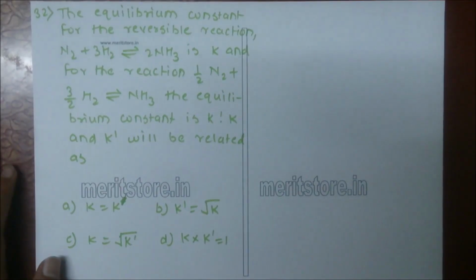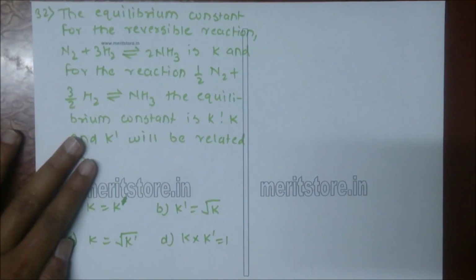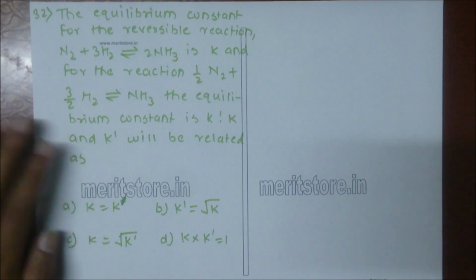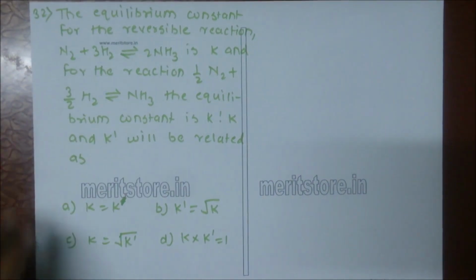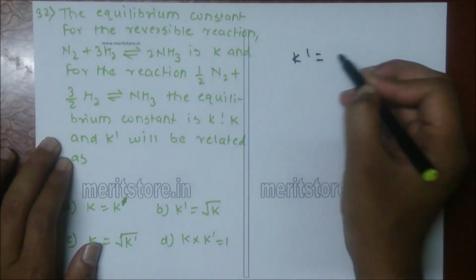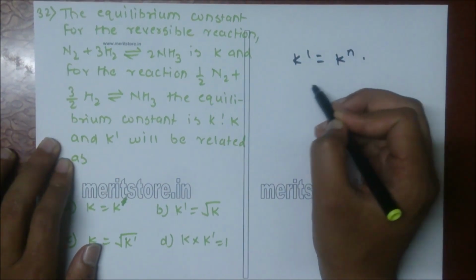The equilibrium constant for the reversible reaction N2 plus 3H2 giving 2NH3 is K, and for the reaction of half N2 plus 3/2 H2 giving ammonia, the equilibrium constant is K dash. K and K dash will be related as... So we know that K dash is equal to K raised to n.